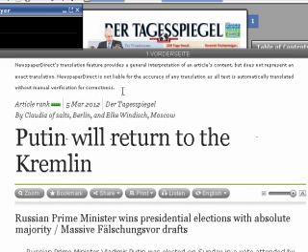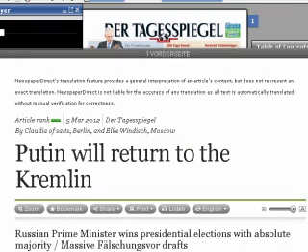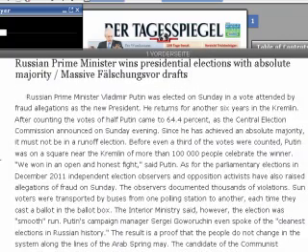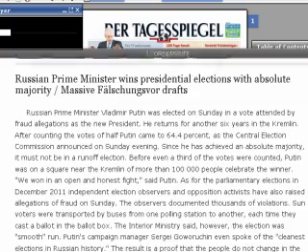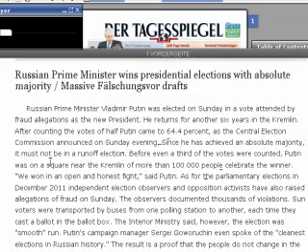Putin will return to the Kremlin. Russian Prime Minister wins presidential elections with absolute majority, massive fraud allegations. By Claudia von Salzen, Berlin, and Elke Windisch, Moscow. Russian Prime Minister Vladimir Putin was elected on Sunday in a vote attended by fraud allegations as the new president. He returns for another 6 years in the Kremlin. After counting the votes of half, Putin came to 64.4%, as the Central Election Commission announced on Sunday evening. Since he has achieved an absolute majority, there must not be a runoff election.